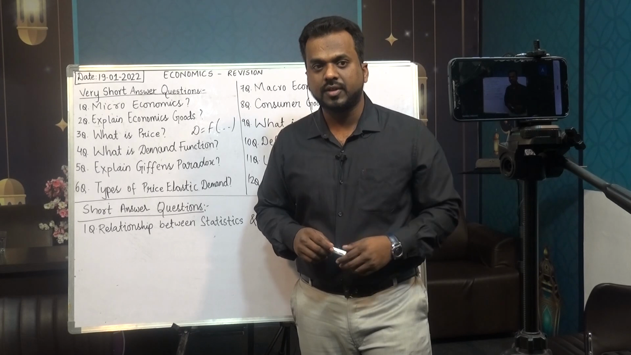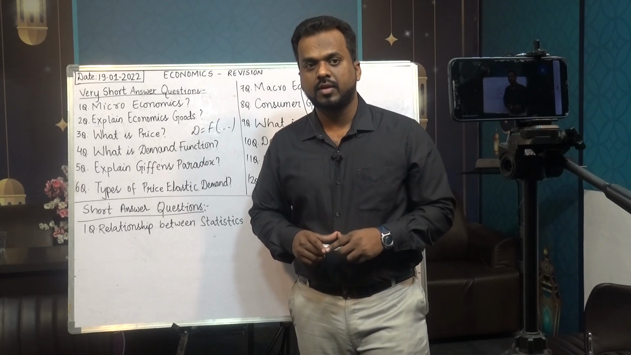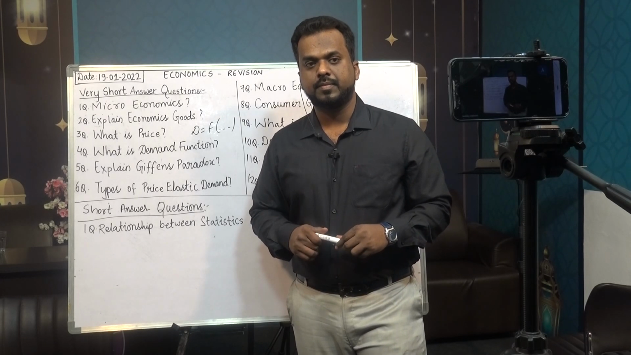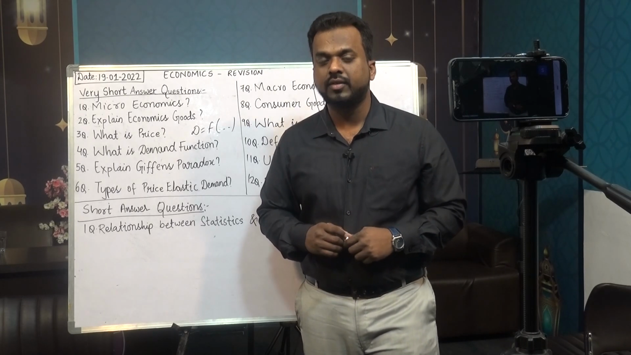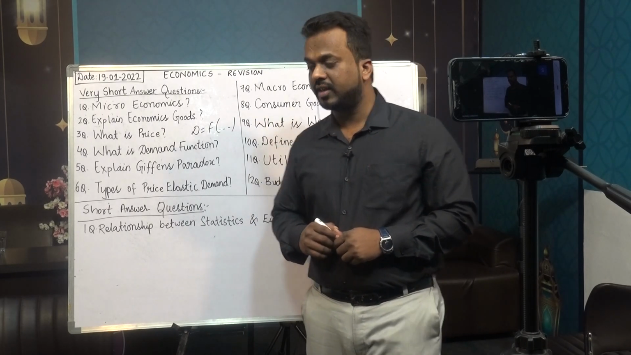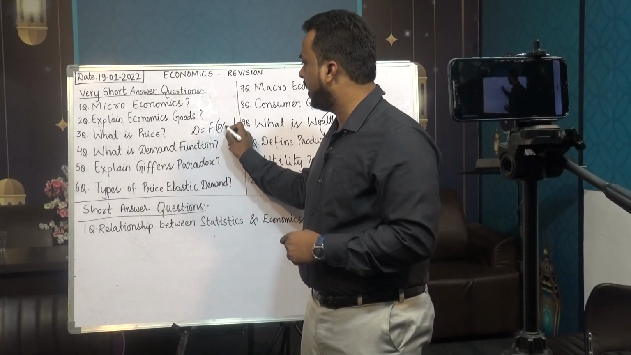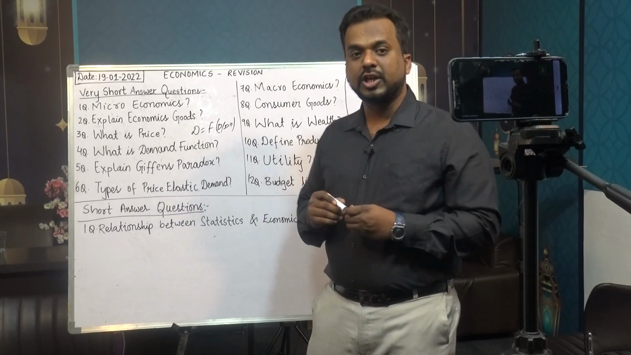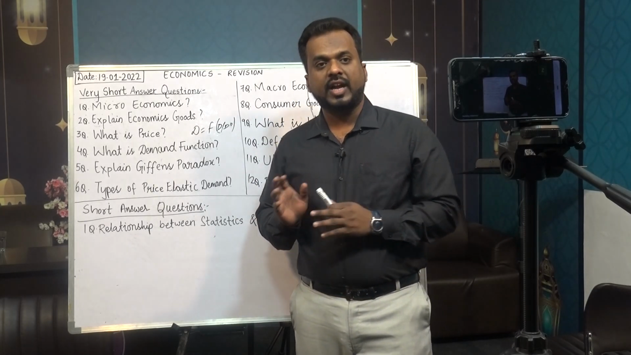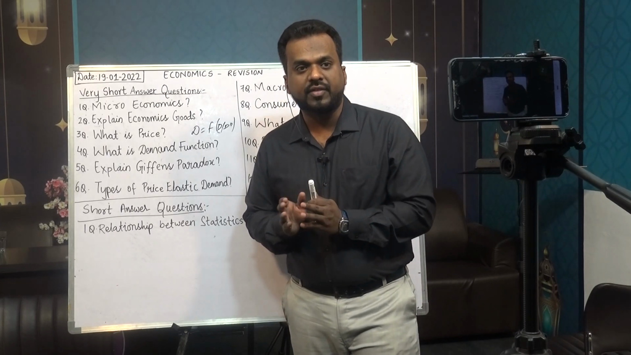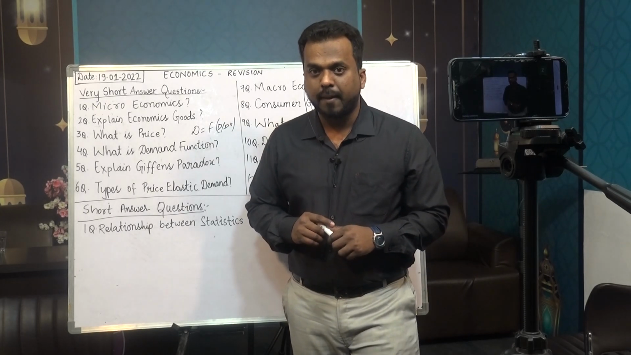Any one of you, please. Jaldi. D is equal to F of? Yes, you are right. Fast. Yes, demand determinants. D is equal to F of demand determinants. What are the demand determinants? That shows the relationship between the demand and its determinants. Correct?